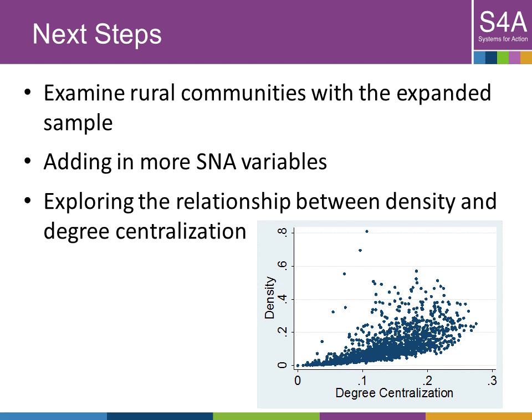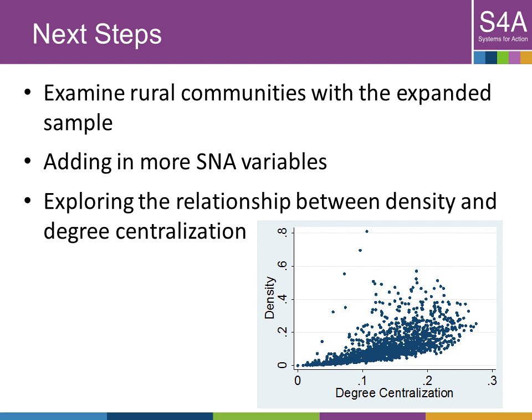We hope to add in more SDOH variables. We talked about very few today, and there's quite a large gambit that we could pull from that can help us understand these relationships in better detail. And we want to explore that relationship between density and degree centralization. What I've mapped here for you is a scatter plot with density and degree centralization, and we do see that they have a positive linear relationship, and we want to better understand what that means.